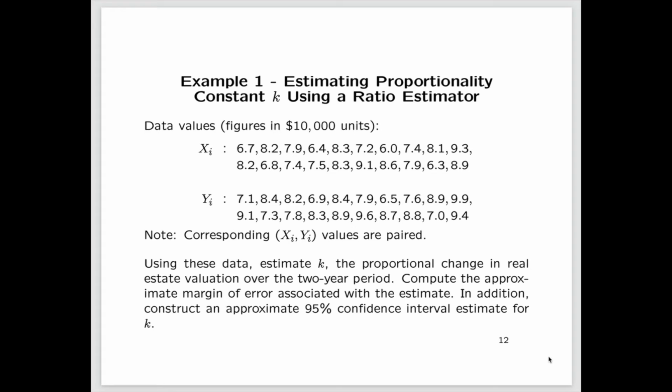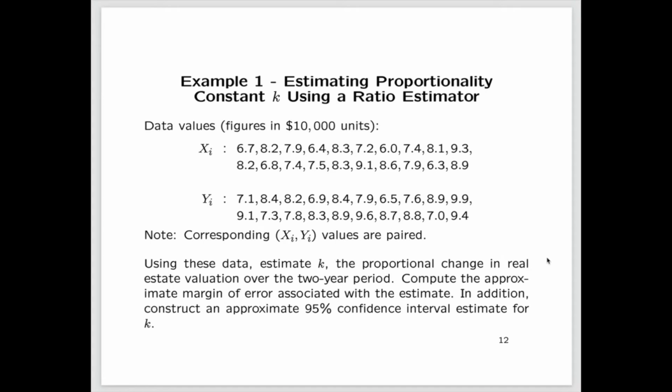All right, so here are the data. These are in units of $10,000, and this is obviously dated data, but that's fine. We'll use it as an example. Because of the limited real estate on the slide, we're not able to list the data using ordered pairs, but they do line up in terms of position. The 6.7 goes along with 7.1, the 8.2 goes along with 7.4, and so forth, out to the last pair of values. The 8.9 goes along with the 9.4. So the corresponding X and Y values are paired.